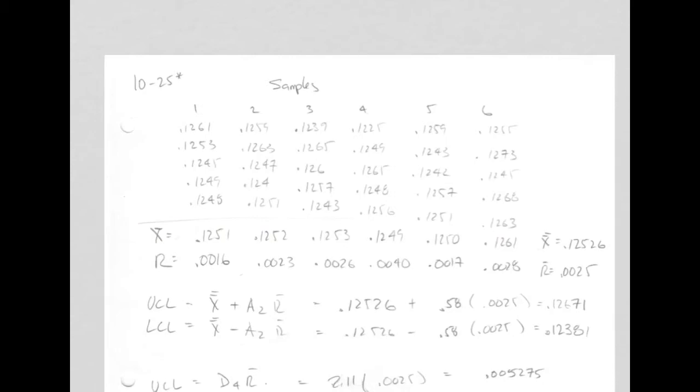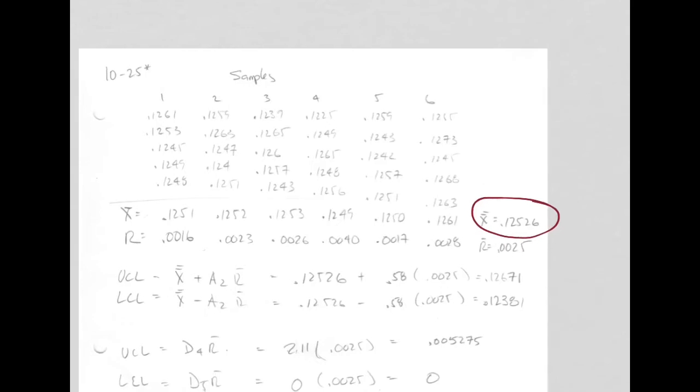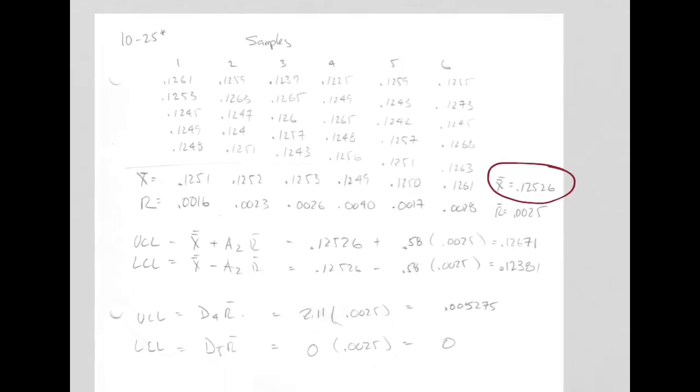And when we create our charts, we plot the X bars. And then the next thing we do is we get the average of all the X bars, and that's our X bar bar. So it's the mean of the means, and we're going to plot that on our chart as well. Then we have our range.